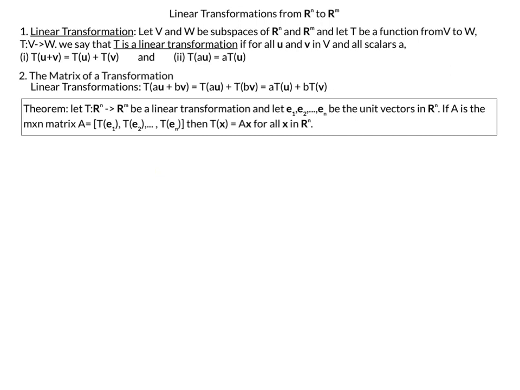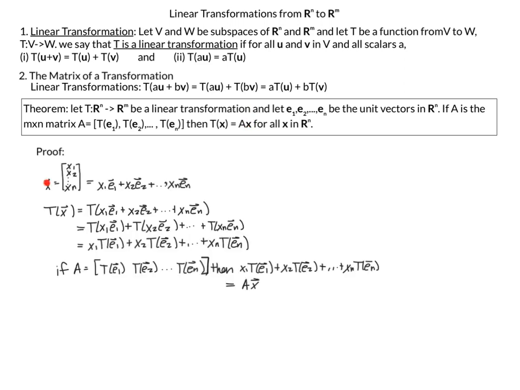So if T is a linear transformation from Rn to Rm, and e1, e2 up to en are the unit vectors in Rn, and A is the m by n matrix with columns T of e1, T of e2, up to T of en, then T of X, our transformation on a vector X, is equal to the matrix A times our vector X. And we have this proof here. So for any vector X, which has components x1, x2 up to xn, that's equal to, because these are just the standard basis, x1 times e1 plus x2 times e2 plus up to xn times en.